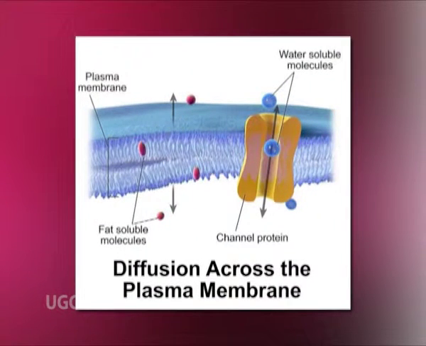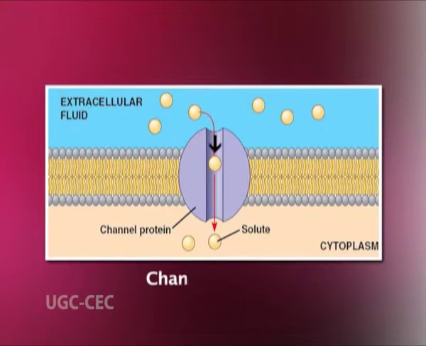Once open, channel proteins form small pores through which ions of the appropriate size and charge can cross the membrane by free diffusion. The pores formed by these channel proteins are not permanently open. Rather, they can be selectively opened and closed in response to extracellular signals, allowing the cell to control the movement of ions across the membrane.